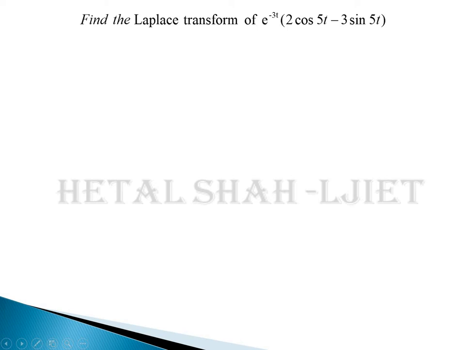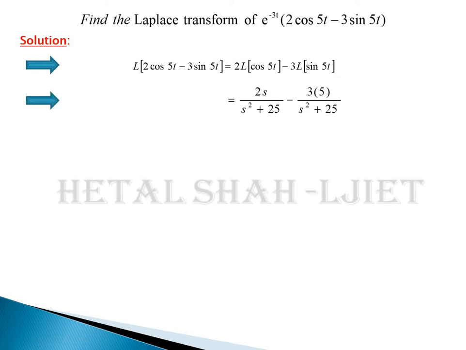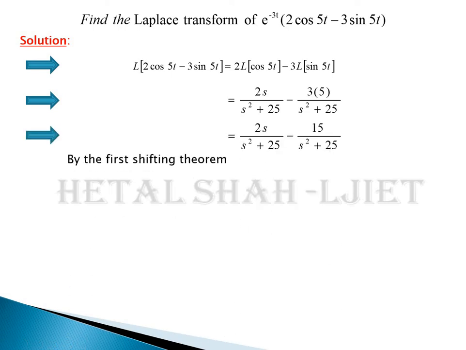Find the Laplace transform of e raised to minus 3t into the function of t. So first you have to find the Laplace of the function of t. That is 2 Laplace of cos 5t minus 3 Laplace of sin 5t. Now the Laplace of cos 5t is s upon s square plus 25. Laplace of sin at is a upon s square plus a square, that is 5 upon s square plus 25. So by simplifying we get the final answer.